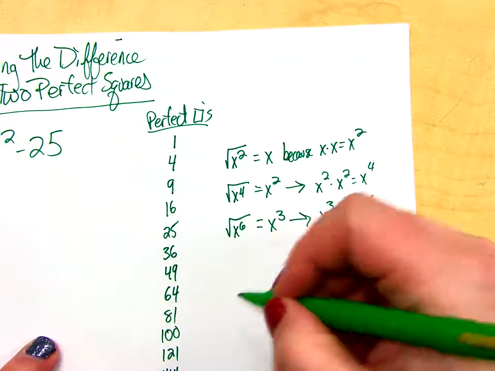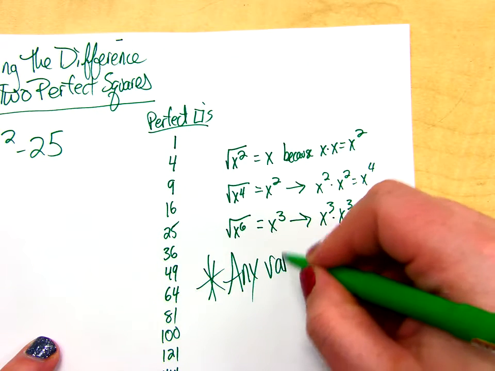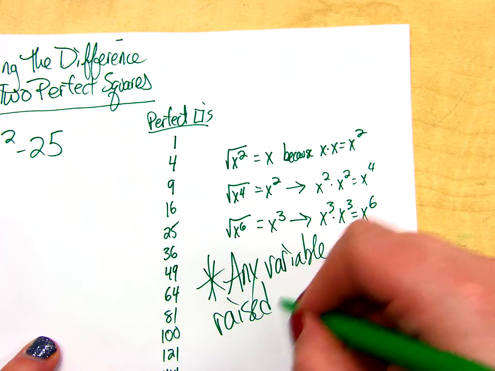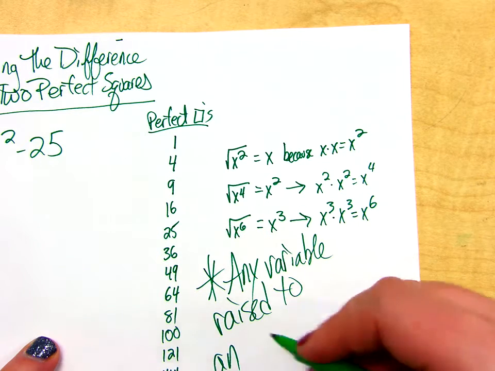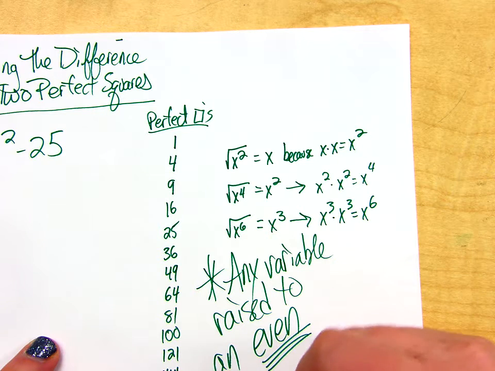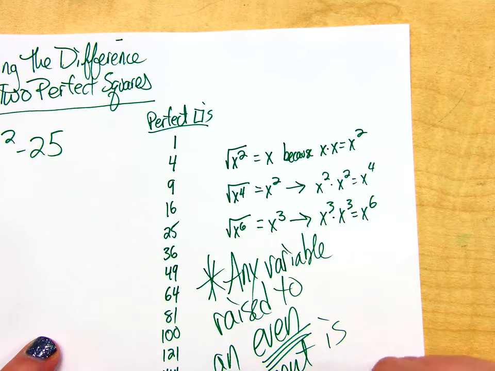So, any, let's put a big old star, any variable raised to an even exponent is a perfect square.